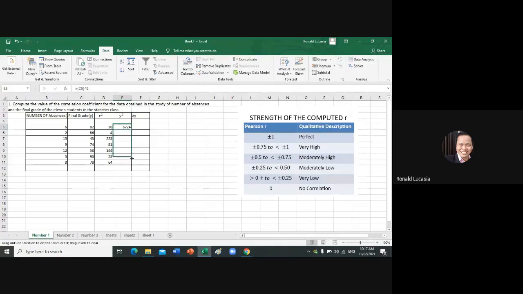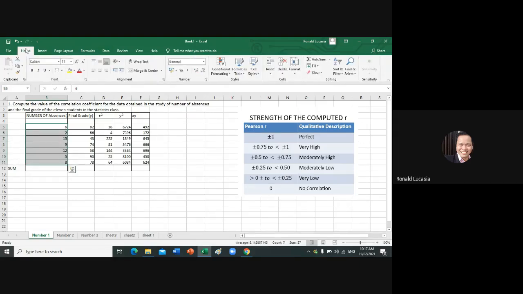Drag it. The last column is to multiply x and then click y. Enter. So we have now, you just drag it. Okay. So we need a summation. Sum or summation. Just highlight this one. And then go to home. We have there auto sum. This one.